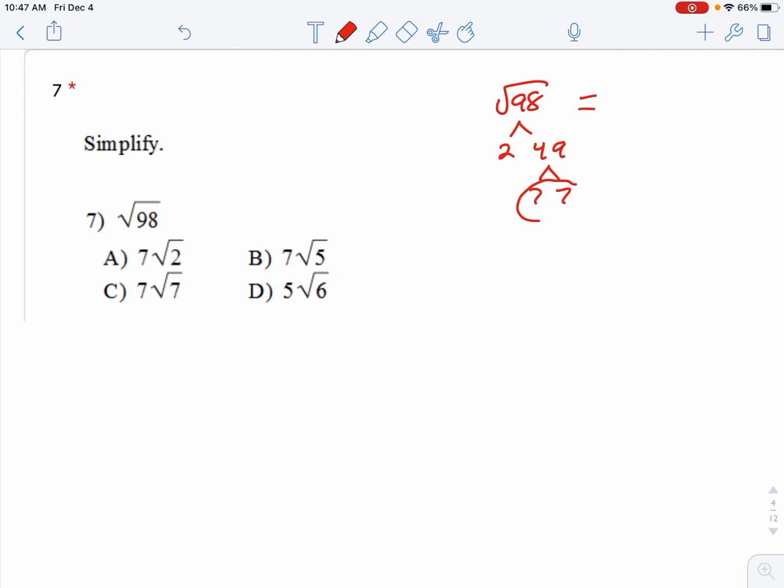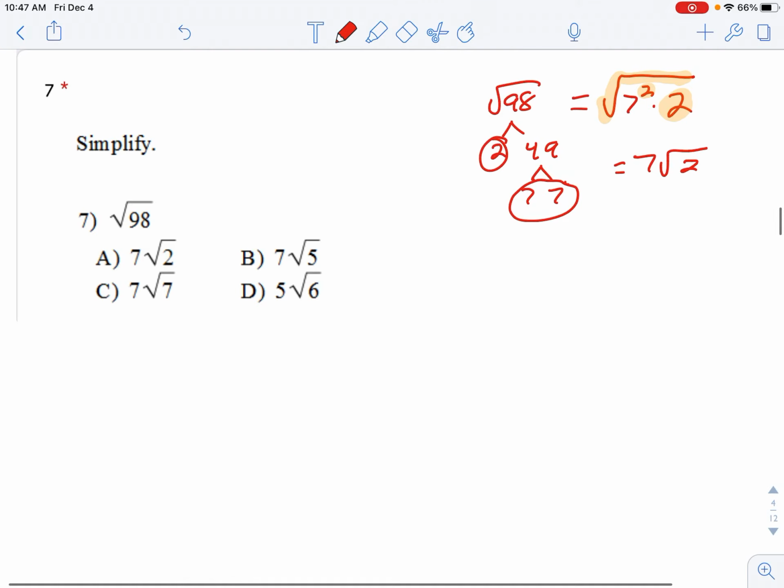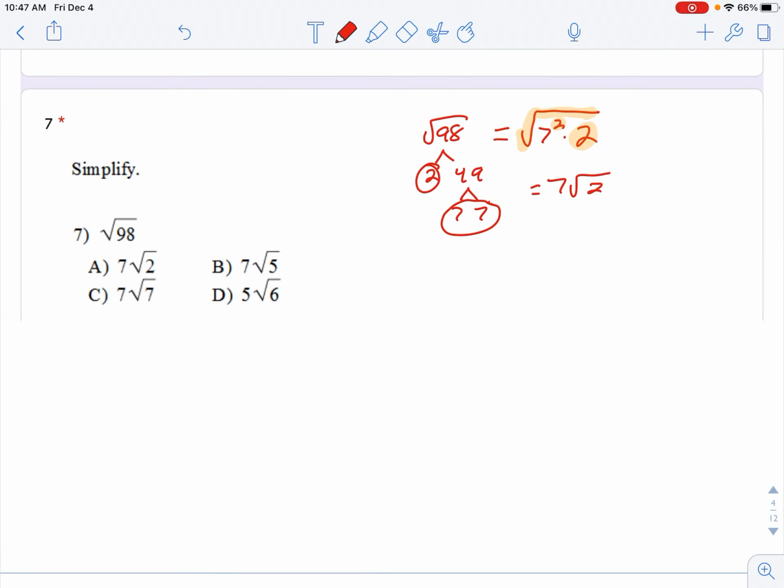So we look for pairs. We have a pair of 7s. So the square root of 98 is going to be 7 squared, and then we have that extra 2 right there. Now just keep in mind that a square root and a square cancel each other out. That means you can simplify out the 7, but you cannot simplify out the 2. It does not have a square, so it stays under the radical bar, the square root bar as it's called. And so 7 square root of 2 is the answer. That is A.